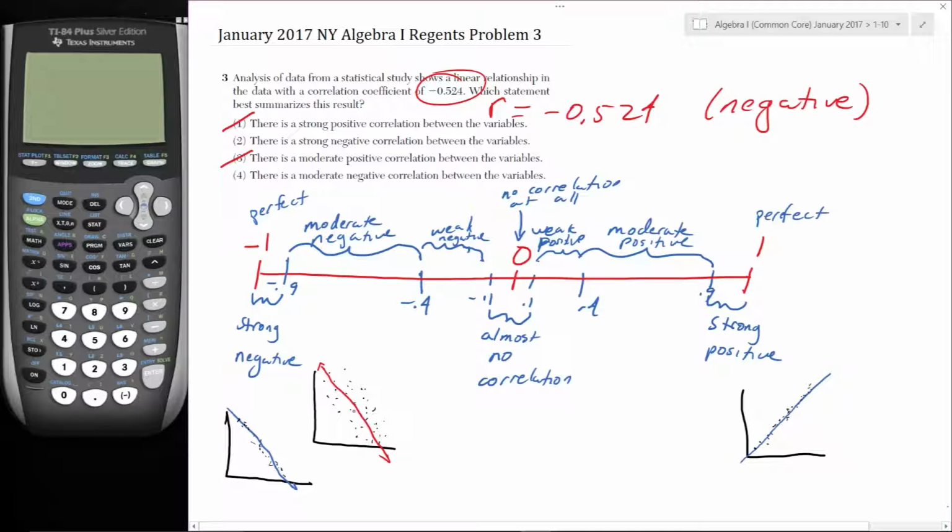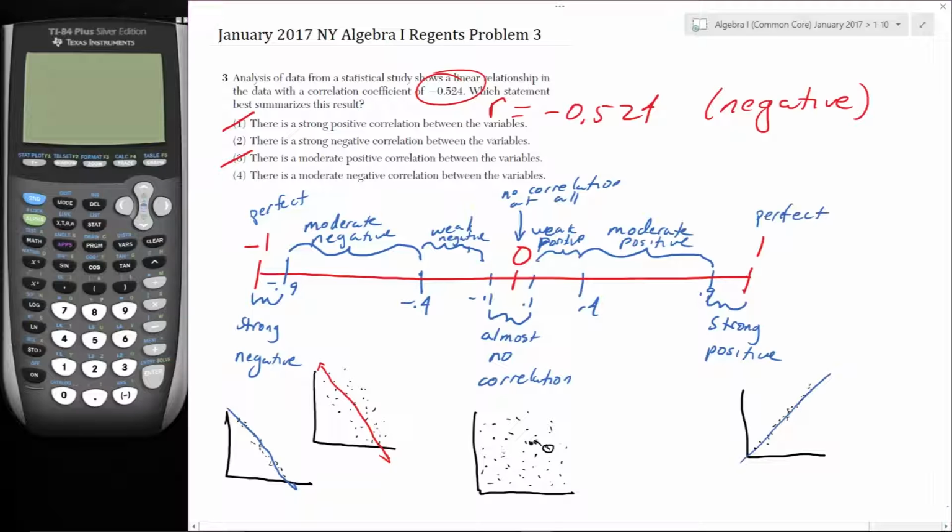Now what about no correlation at all, or almost no correlation at all? Well, if you try to create a set of points that have 0.000 correlation, that's difficult. So usually this is expressed with data that looks like this. Clearly there's no line at all. The data is just completely spread out as randomly as possible. If you put it in a calculator, you'd get a correlation of 0, or very, very close to 0, maybe like 0.001.